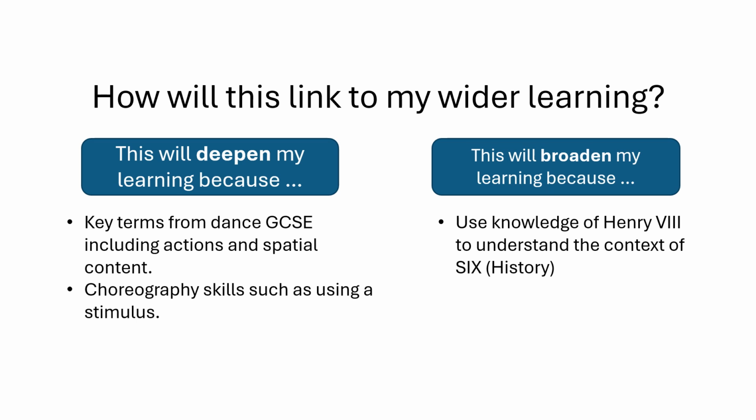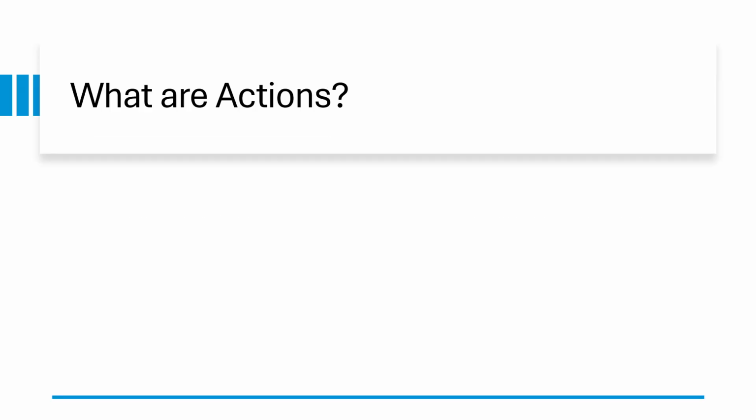This will also broaden your learning because you're going to use your knowledge of Henry VIII. Henry VIII was one of the English kings back in the 1500s, okay? And we're going to be looking at the context of Six, which is a West End renowned production about Henry VIII's 6 wives. So Year 7, my first question to you is, what are actions?